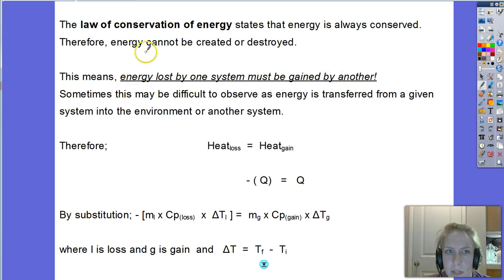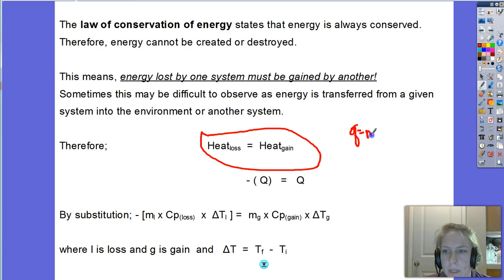One last section that we need to look at is the law of conservation of energy. Because it says that energy is always conserved, in a closed system, whatever something loses, the other part has to gain. Therefore, we can say that the heat lost equals the heat gained, and as such, that means that our Q, so our Q from our mc delta T, we can set those equal to each other, because whatever one part loses, the other gains.